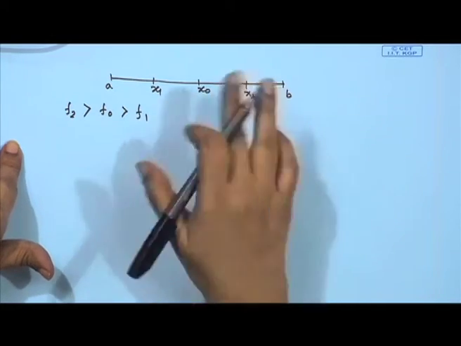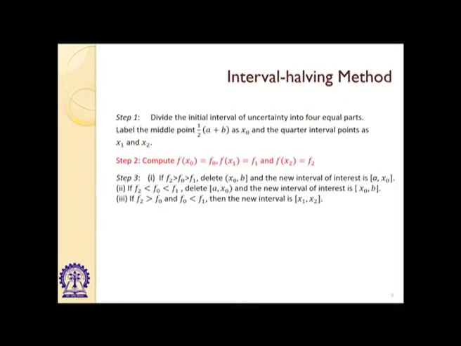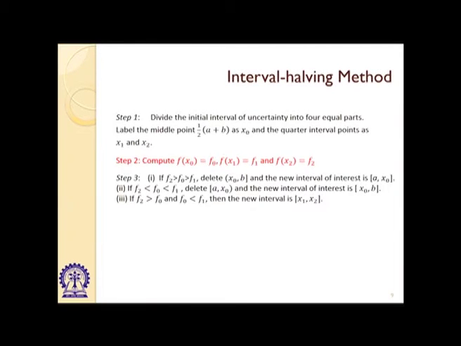We get the new interval of uncertainty as A to x0. Alright. Let us consider the other case, that f2 is lesser than f0 and f0 is lesser than f1. That means on the left side the function is increasing and on the right side the function is decreasing. If we minimize the function, certainly on the left side the minimum cannot lie. That is why we will discard that part. As we have written in the methodology, delete A to x0 and consider the new interval of uncertainty as x0 to B.